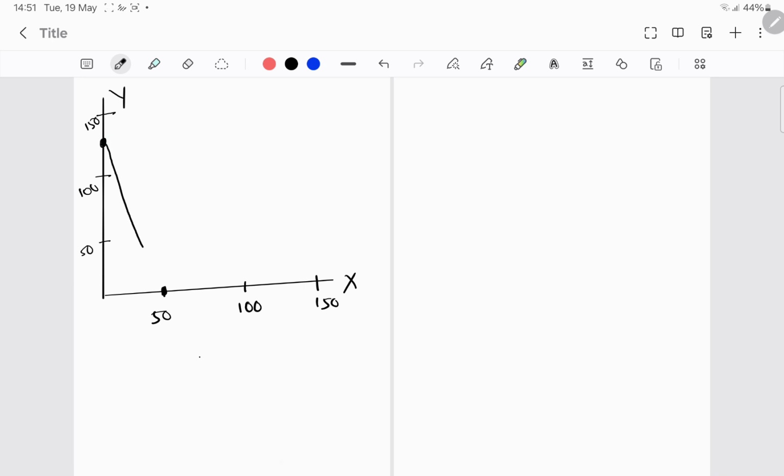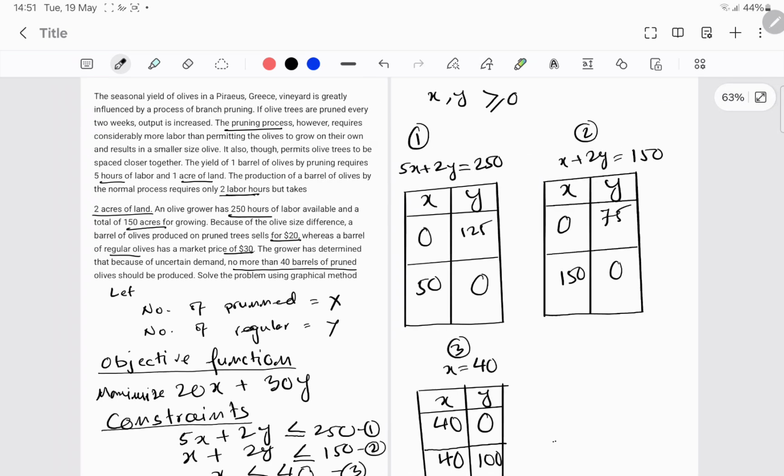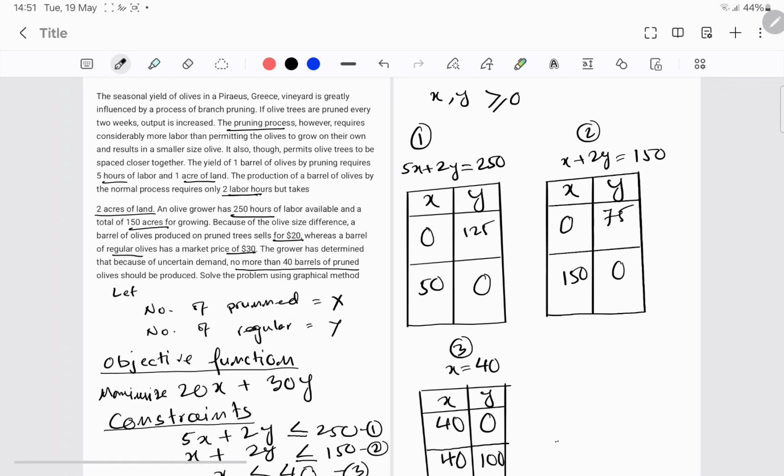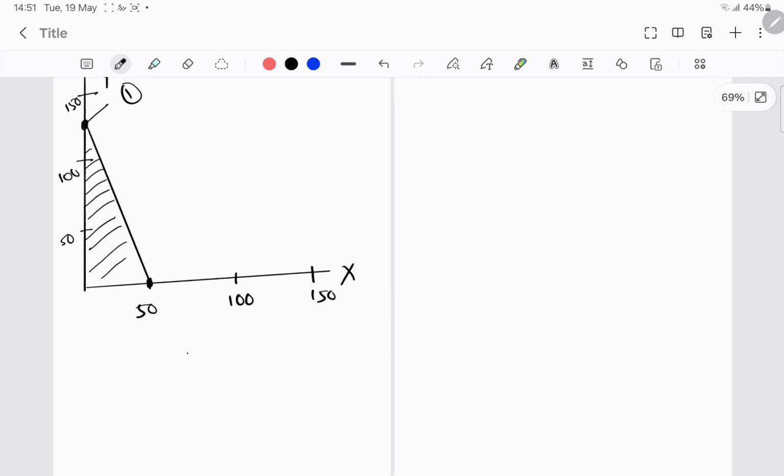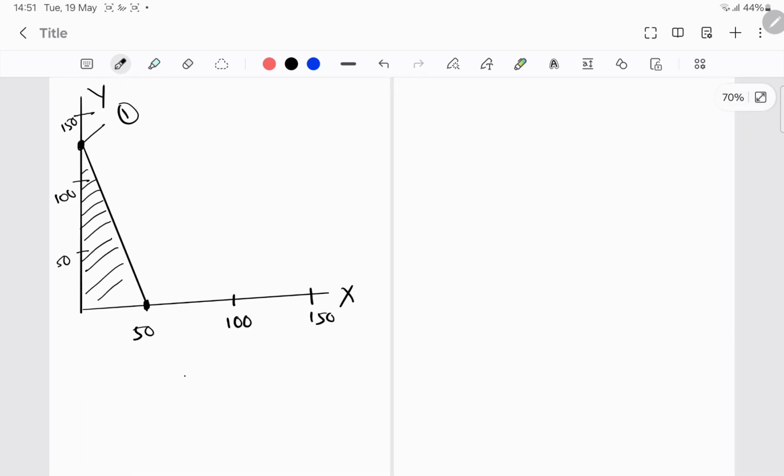Let's draw the line. Okay, so this is our equation 1, and you have to check the constraint. The constraint said 5x plus 2y is less than 250. So when it says less than 250, that means anything left of this line is your feasible zone for this inequality.